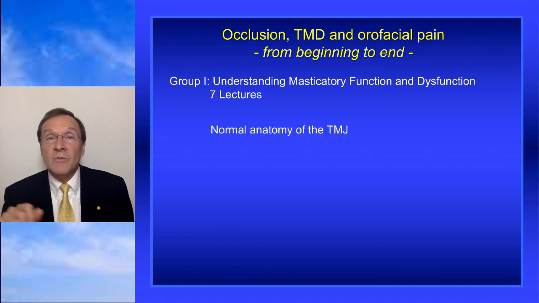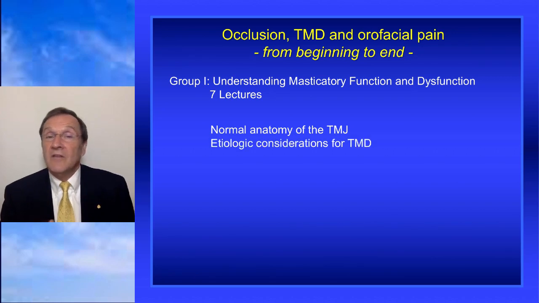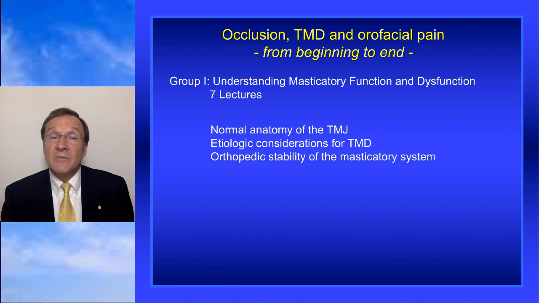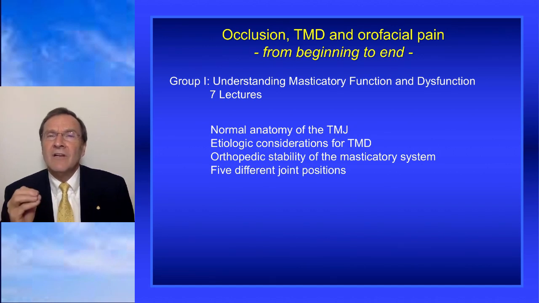I'm going to talk about the normal anatomy of the joint, how it functions, what normal anatomy is, the etiology of TM disorders, where does occlusion fit, where it might not fit. I'm going to talk about orthopedic stability in the masticatory system and how we achieve orthopedic stability. I'm going to talk about the fact that we dentists have five different positions that we want to put our patients' joints in. Let's talk about how could we have that.